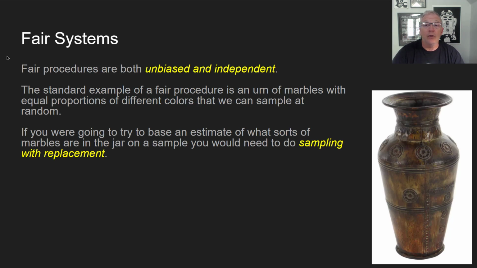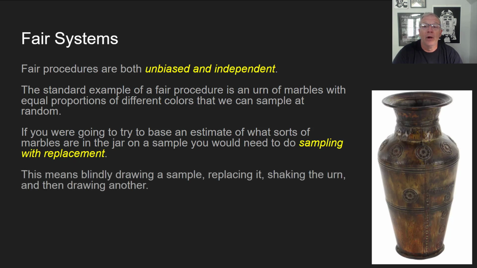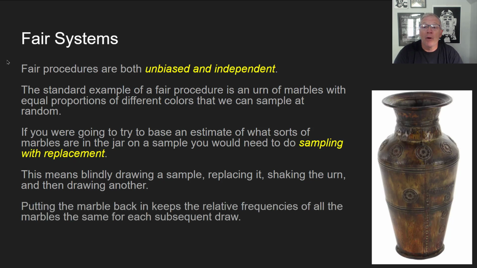If you were going to try to base an estimate of what sorts of marbles are in the jar on a sample, you would need to do sampling with replacement. Well, I suppose if you did it without replacement, you just took them out one at a time, one after another, you'd ultimately get all the marbles out of there and you'd find out what was in it. You'd know what the nature of the population was. Sampling with replacement means blindly drawing a sample, replacing it, shaking the urn, and then drawing another, like we talked about with and without replacement for a deck of cards. So replacement here makes the difference between the outputs being dependent or independent. And it could make the difference for the outputs being biased as well, depending on what we're looking for. Putting the marble back in keeps the relative frequencies of all the marbles the same for each subsequent draw.